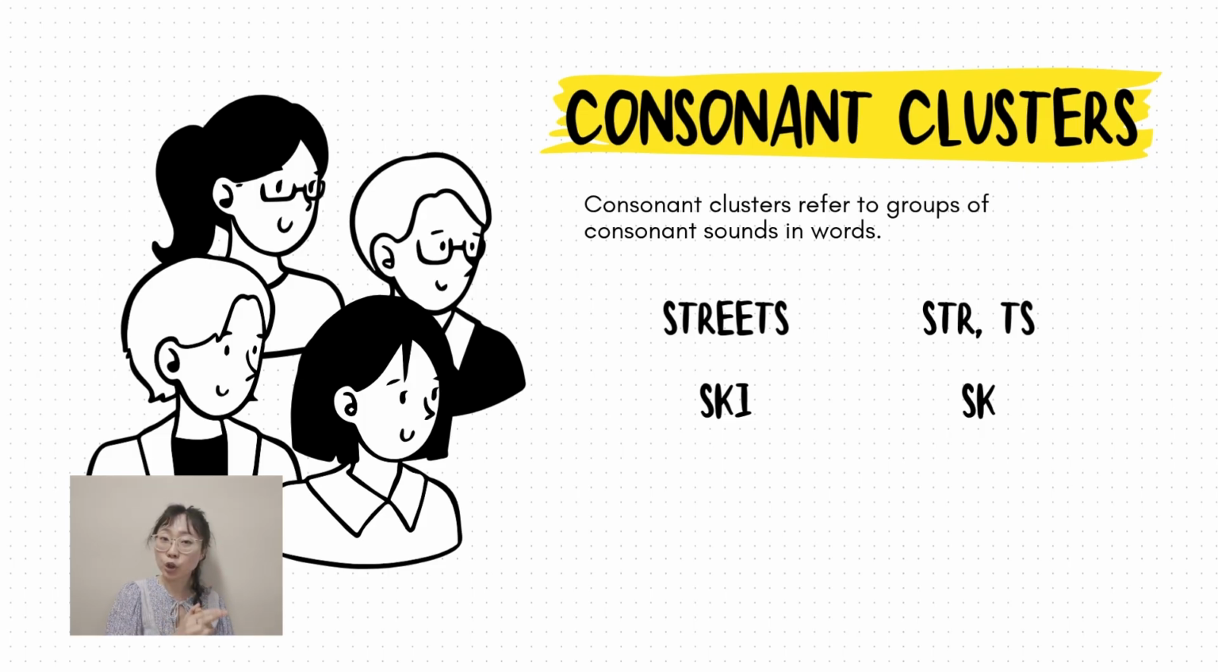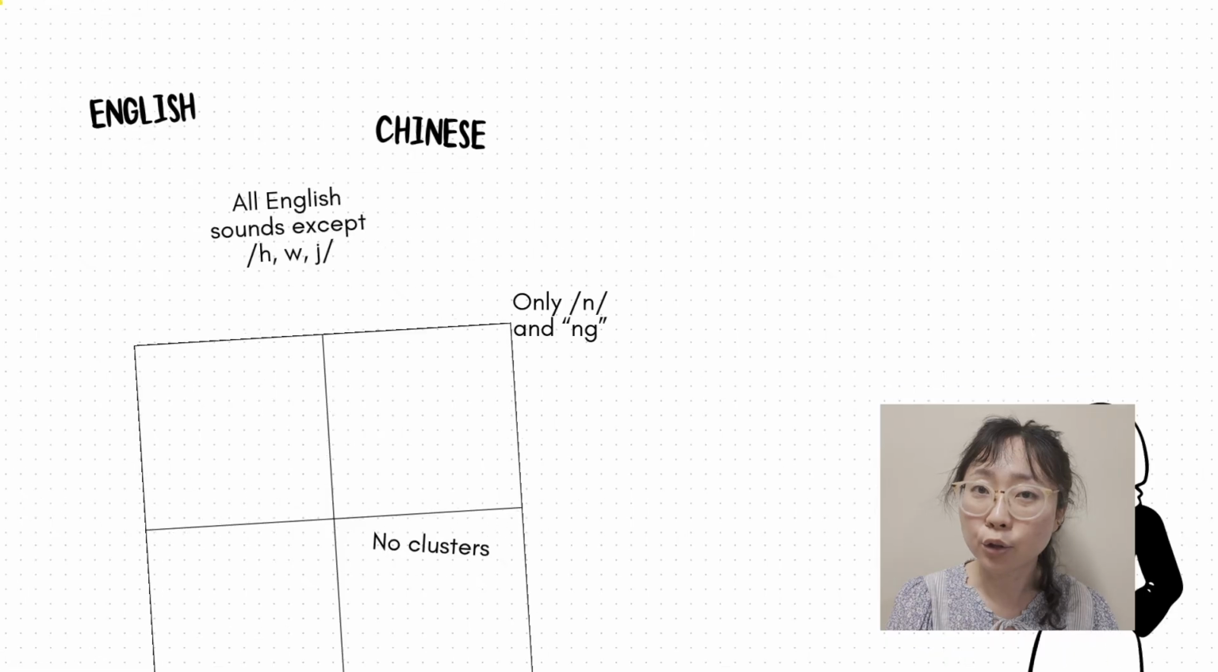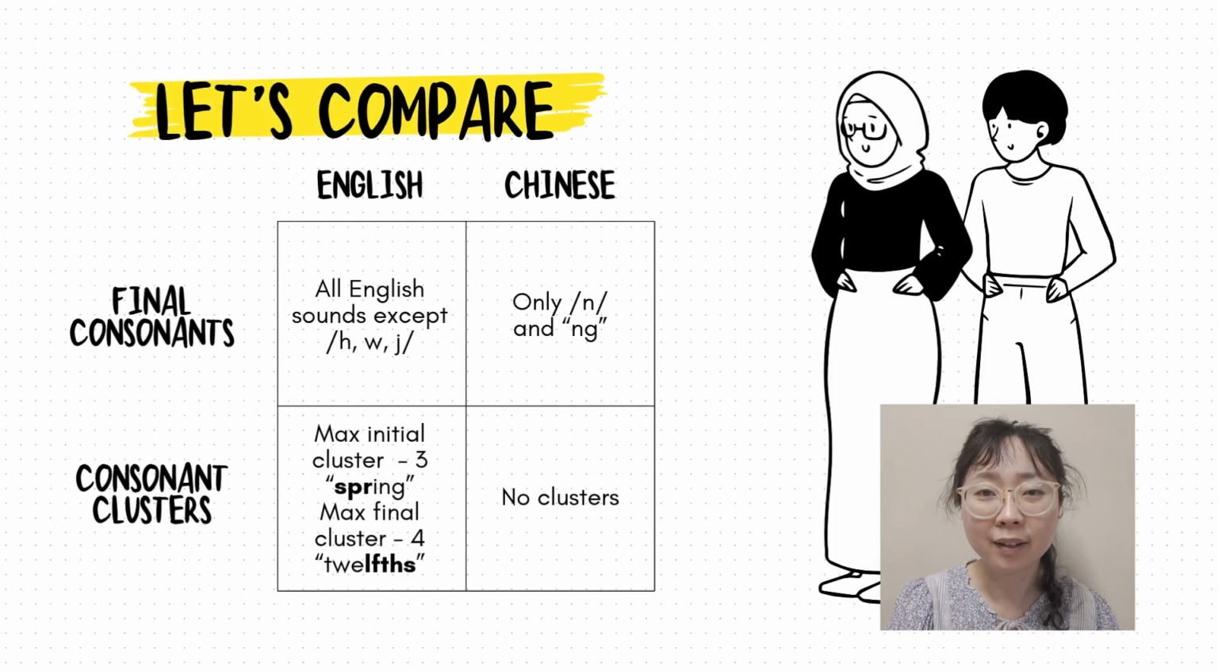Consonant clusters refers to the group of sounds, or group of consonant sounds. So for like the word streets, the STR is the consonant cluster at the beginning, and then there is a consonant cluster at the end. And the word ski, sk, is the consonant cluster. You might be thinking, why final consonants? Why consonant clusters? Well, let's compare the two to figure out why.